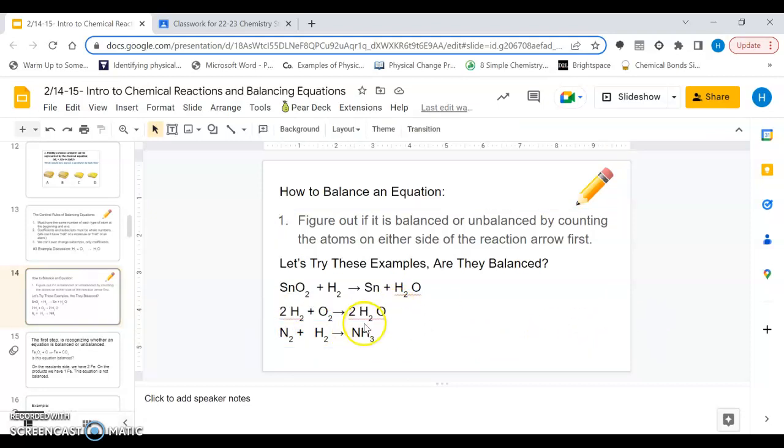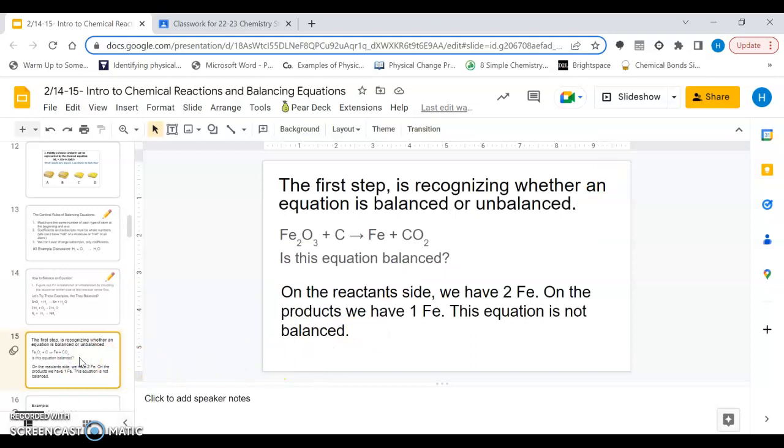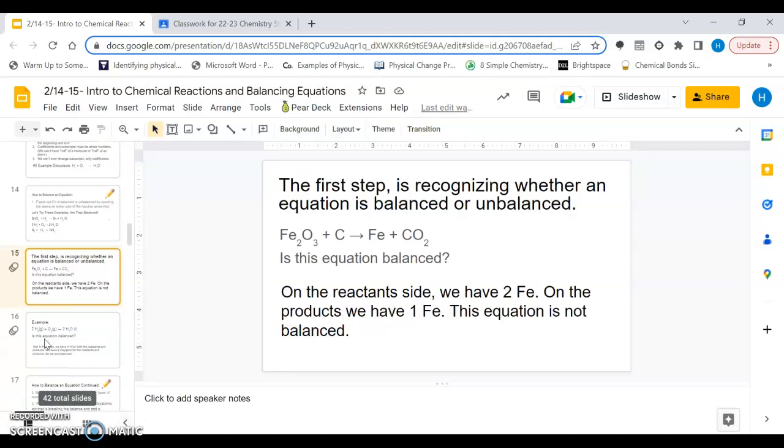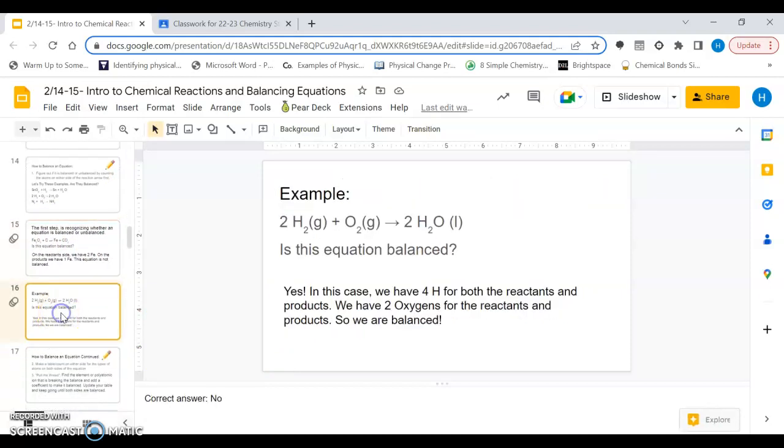Let's look at the last one. N2 plus H2 produces NH3. So this is a synthesis where I have these two things coming together to make one. I've got 2 nitrogens on this side. I've got 1 nitrogen on this side. So I can already tell this is not balanced. We're going to need to balance it. So first step, recognizing whether it's balanced or unbalanced. And that just involves counting our atoms on either side.